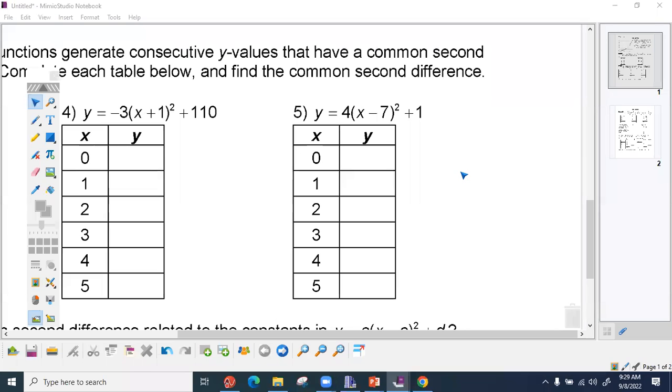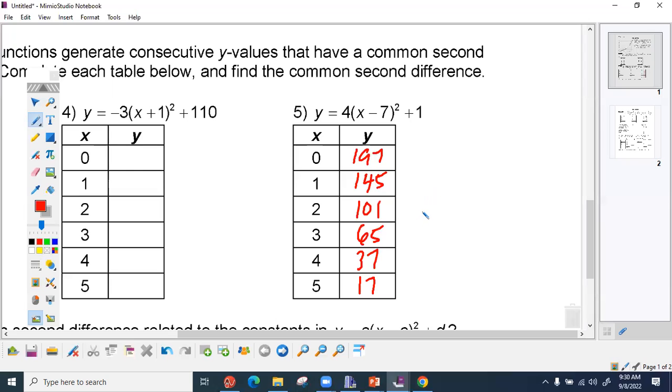Okay, so recapping what you should have done with the sub yesterday. When we look here at table 5, what were the values that you put in for 0, 1, 2, 3, 4, and 5? 197, 145, 101, 65, 37, 17.